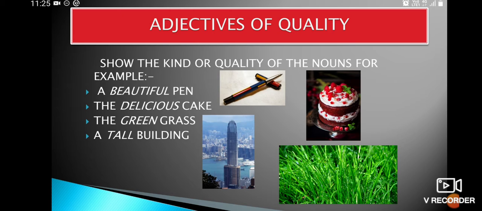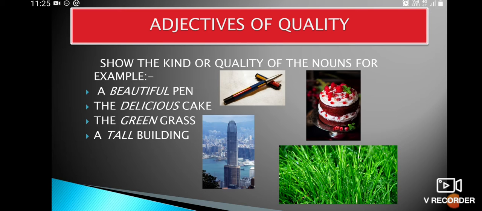So, can you see a beautiful pen here? Such a beautiful pen, lovely big pen. And see the picture of a delicious cake. Wow, it's looking so tempting. And the green grass, the tall building. So, the words beautiful, delicious, green, tall.